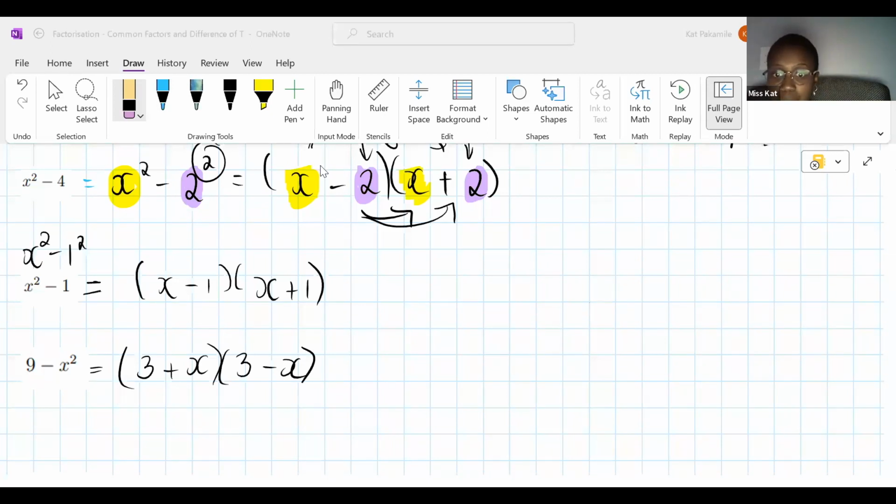There we go. Nobile, remember what I just said? You cannot swap them around because x minus 3 and 3 minus x do not mean the same thing.